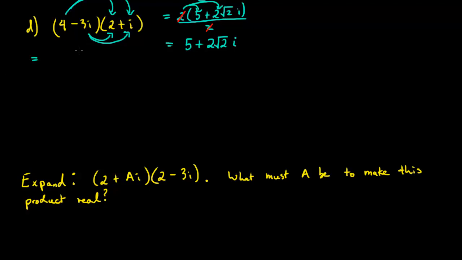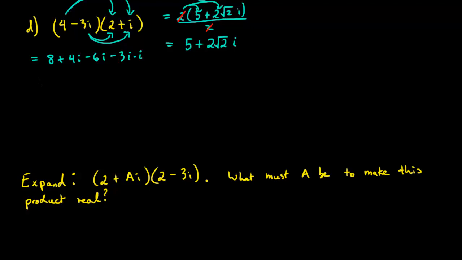And then I add those products, essentially. So I have 4 times 2 is positive 8. 4 times i is positive 4i. Negative 3i times 2 is minus 6i. And negative 3i times i is equal to minus 3 times i times i.